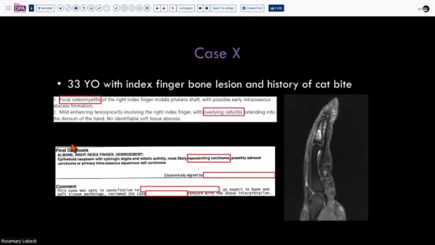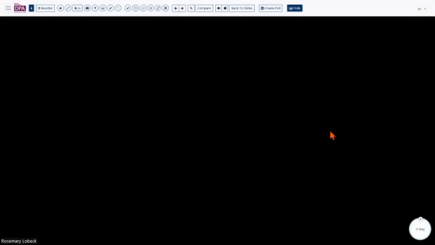So here's the kicker. You can see here, there was a diagnosis that we got on this case from an outside institution which said epithelioid neoplasm with cytologic atypia, likely representing carcinoma, adnexal carcinoma, intraosseous squamous cell carcinoma. So the surgeon was pretty much blown away by this diagnosis, and they were like, okay, an expert soft tissue bone pathologist also saw this outside, and they concur with the above interpretation. So let's look at this slide and see what they actually saw.